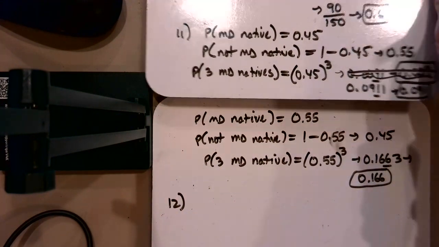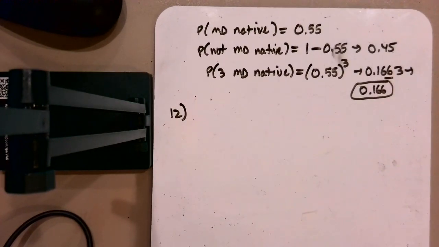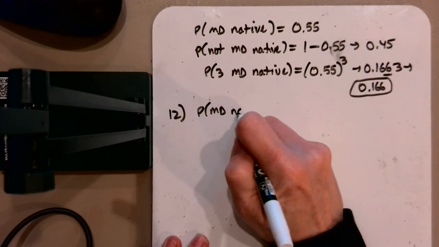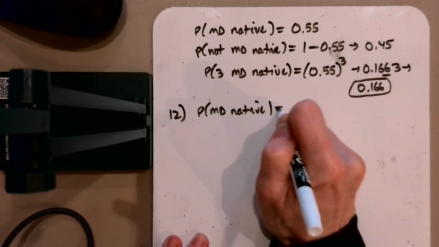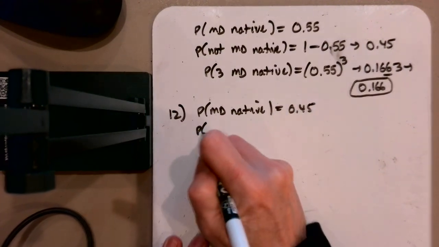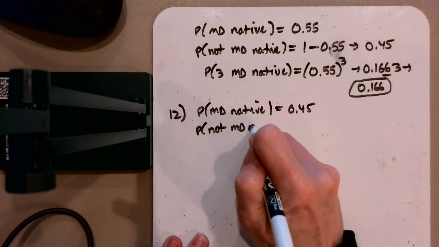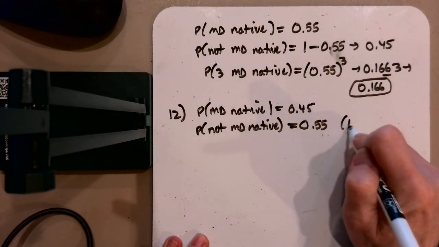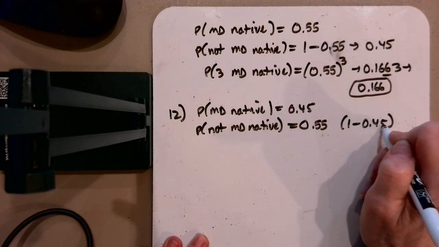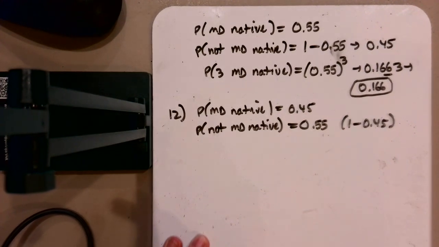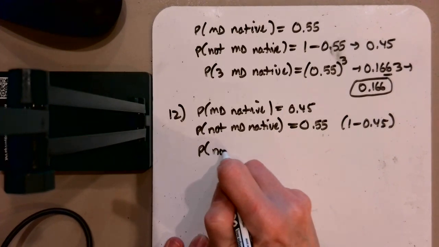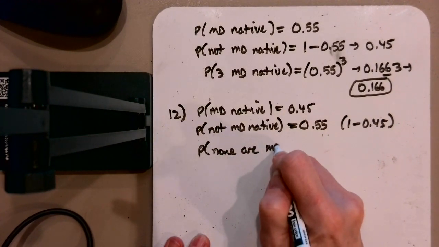Question 12, let me try to get to that one before I run out of time here. So in question 12, one of the versions is probability someone is a Maryland native is 45%. That would mean that the probability someone is not a Maryland native is 55%. 1 minus 45% because they're complementary events. And so in question 12, it says 3 students are selected at random. Find the probability that none are Maryland natives.